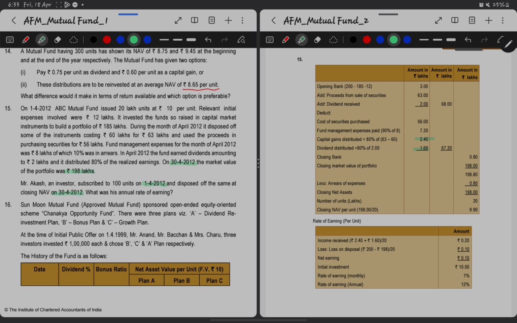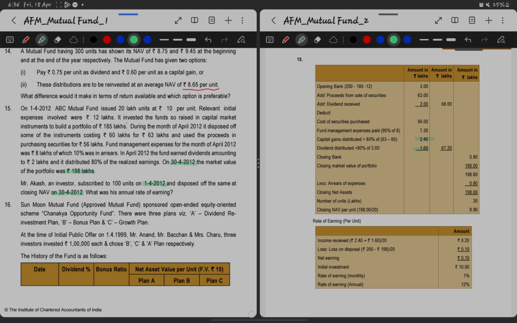Then there were some sale, then there were some purchase, and then some dividend received. All those things were there. So we need to prepare like a cash flow statement, opening balance till closing balance. Then we have to arrive at the closing net assets. Then only we can find the closing NAV. Now going to the solution.